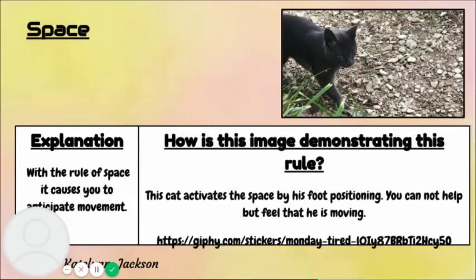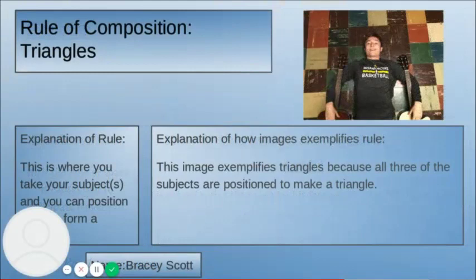This is the rule of space. With the rule of space, it causes you to anticipate movement. This cat activates space by his footing position. You cannot help but feel he is moving. This rule is triangles, and this is where you take your subjects and you can position them to form a triangle. This image exemplifies triangles because all three of the subjects are positioned to make a triangle right up at the top.